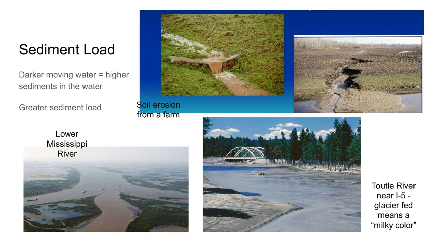In these slides, you can see variations of sediment load. The top one is soil erosion from a farm, as is the one in the top right corner. If you go down to the bottom left, you can see the muddy Mississippi, especially the lower Mississippi, a huge sediment load in this area. And on the bottom right, this is the Toutle River, and the sediments in the Toutle River are a slightly different color because they come from a glacier, and glacier-fed waters tend to be more of a milky color, which is interesting if you're ever hiking around an area that has a glacial river. It doesn't look clear or brown, it'll look a little bit milky.